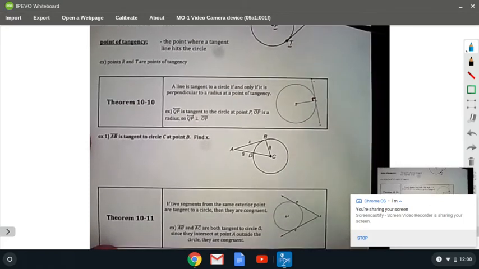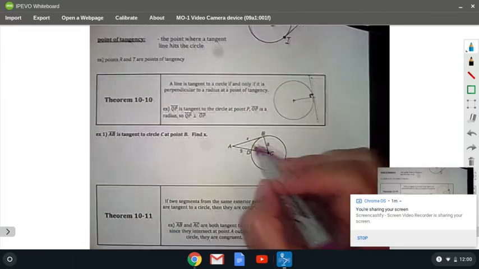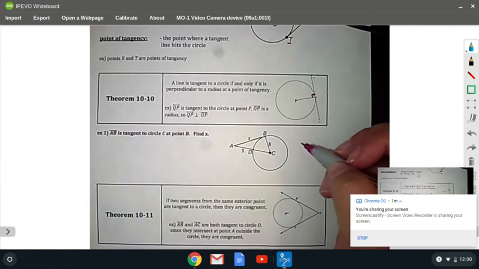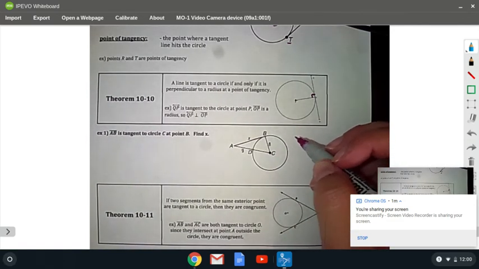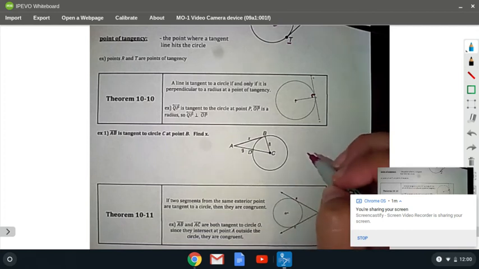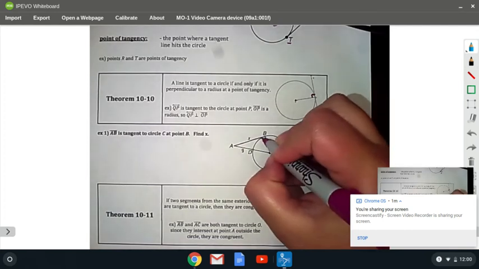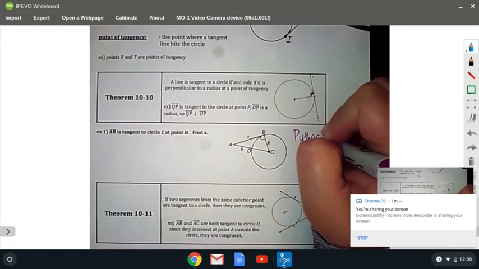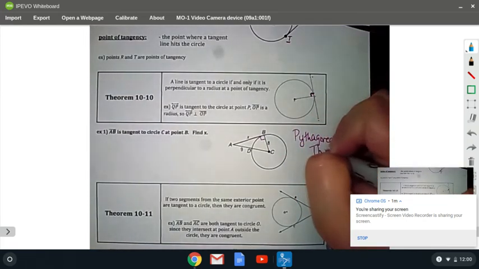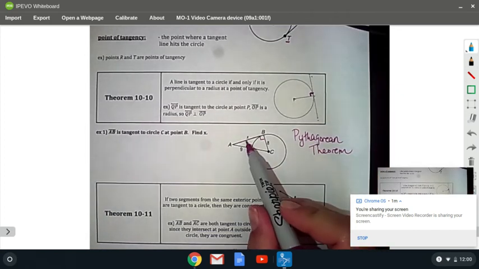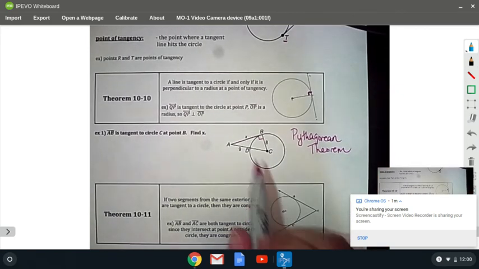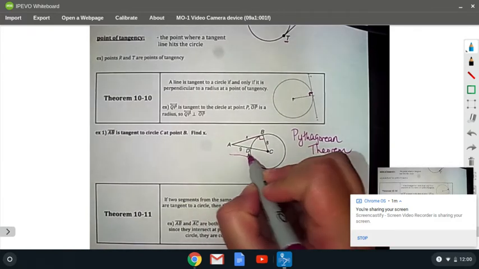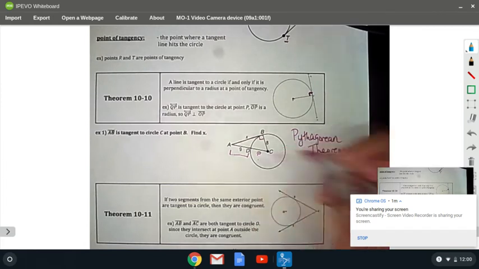Now, if we apply this to a problem here, I have AB as my tangent to circle C at point B. We know this is a right angle, so we are going to use the Pythagorean theorem to find our missing side x. The hardest part, though, is that this whole side is not 9. This piece A to D is 9. We don't know this piece D to C.